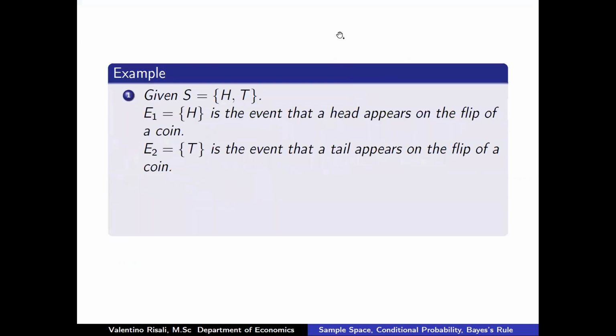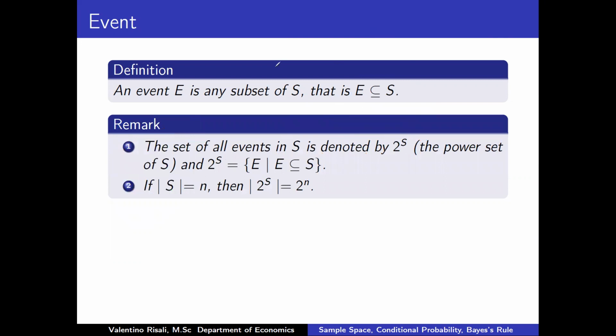Because we will have many events, we collect them in a set denoted by 2 to the power of S. That is called the power set of S. For the notation, it can be written as the set of all E such that E is a subset of S. And from set theory, if the cardinality of S is equal to n, then the power set of S has 2 to the power of n elements.